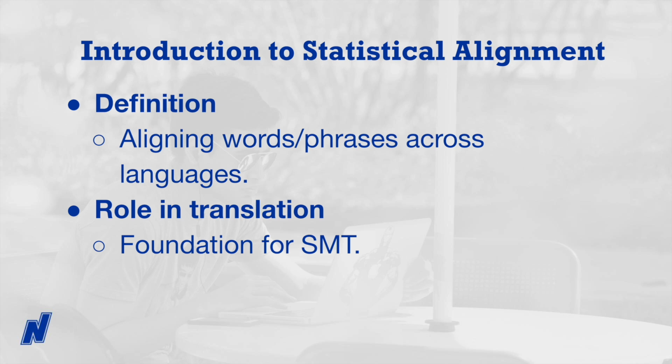For example, red apple aligns with pomme rouge in French. This alignment process is the backbone of SMT and contributes to creating bilingual dictionaries and parallel corpora. By understanding these correspondences, MT systems ensure translations are accurate and contextually appropriate. Let's move on to the techniques behind statistical alignment.